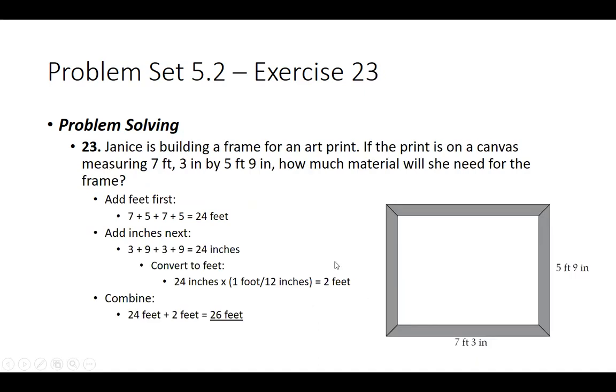In number 23, Janice is building a frame for an art print. If the print is on a canvas measuring 7 foot 3 inches by 5 foot 9 inches, how much material will she need for the frame? So let's add the feet first. Starting in the bottom left, just looking at the feet, we have 7 feet plus 5 feet plus 7 feet plus 5 feet.